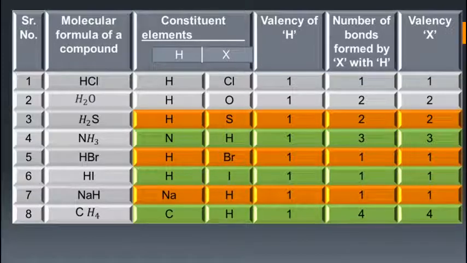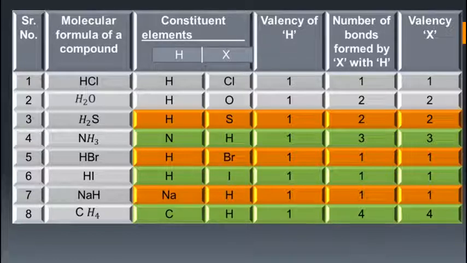Now the next example is hydrogen sulfide. Here S denotes the sulfur element. So the constituent elements are H and S, that is sulfur. The valency of hydrogen is 1, and the number of bonds formed by sulfur with hydrogen will be 2. Why 2? Because here 2 atoms of hydrogen are there, so they will form 2 bonds with sulfur, so the valency will be the same, 2.